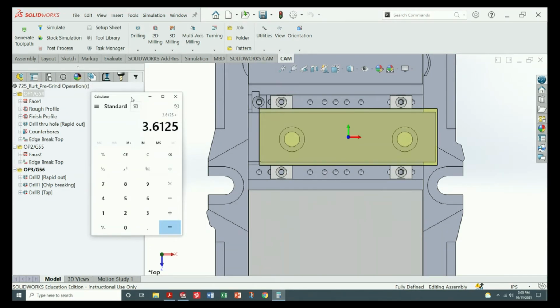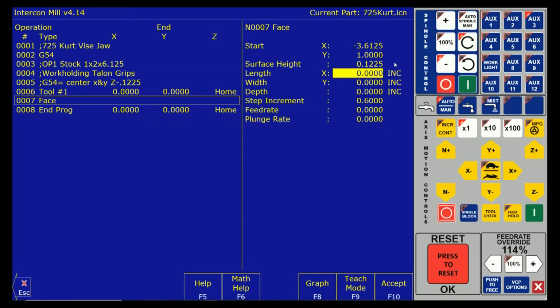So, times 2. Wait, but we're at half, and we went negative. Correct. So shouldn't it just be 3.6125? No. No, it is incremental. It's incremental. Remember that? That's key. All right, so 7.225. And that is a positive number because I am going in a positive direction.